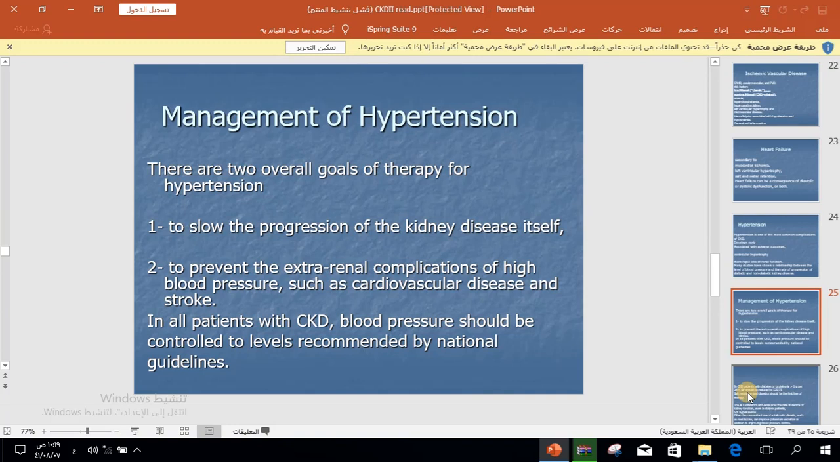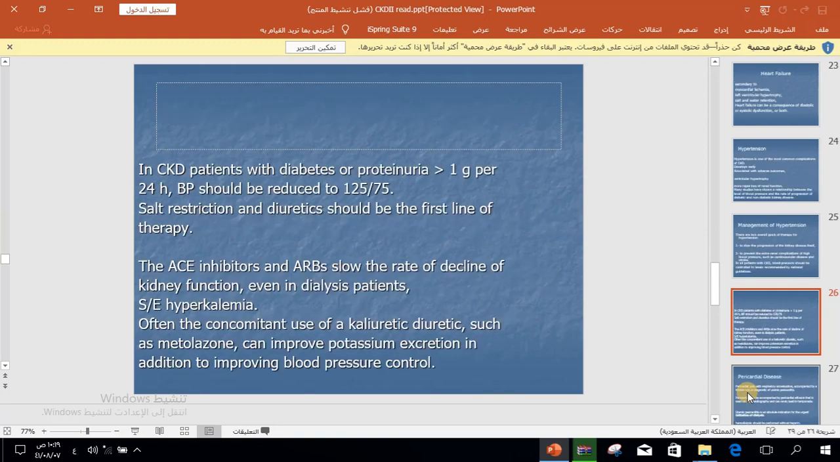If the creatinine rises more than 50% and the potassium goes beyond 6, we may need to stop the medication at once, or we may try to reduce the dose. If this fails, we ultimately need to stop these medications.